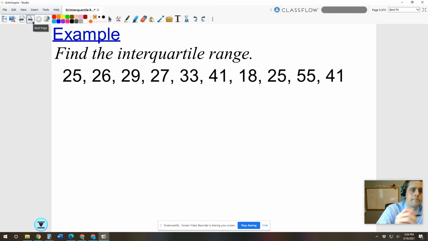All right, let's try another one. Data sets on the screen. Let's start calculating the interquartile range. Step 1, order the data. So it looks like the least value up here is 18.